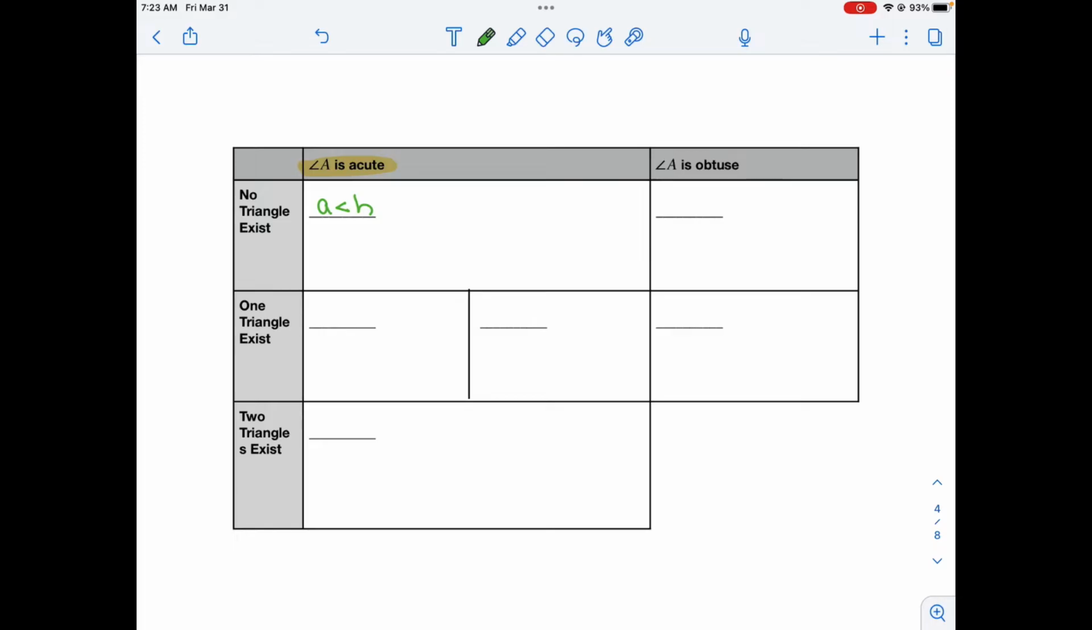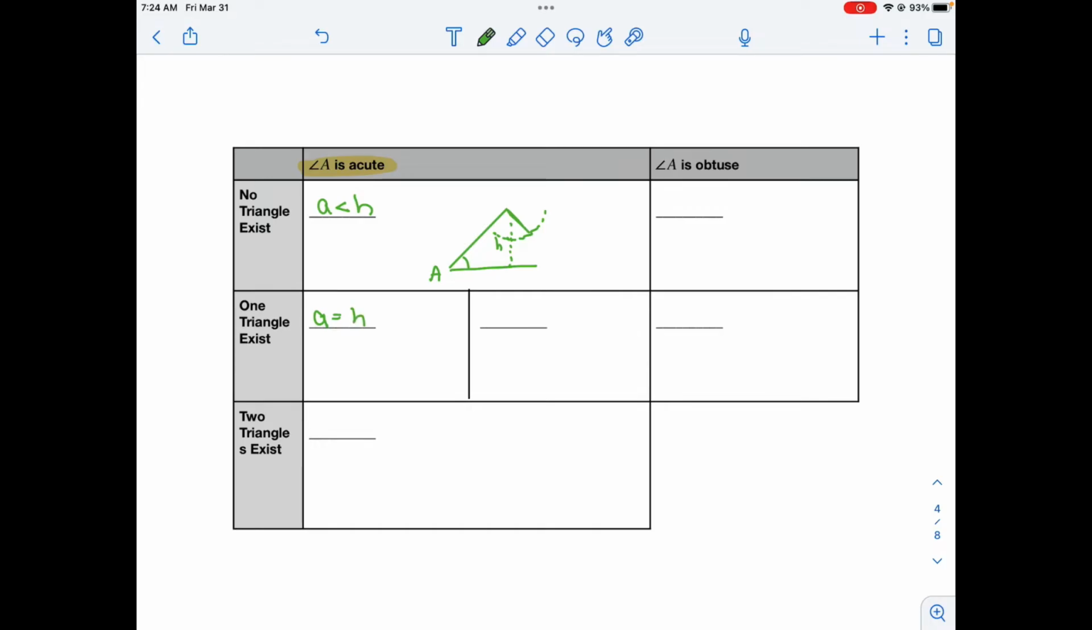Now, if the side opposite the angle given is less than the height, there's no way that you can form a triangle. For example, here is our angle A, here's our height, and if the side opposite angle A is smaller than the height, then regardless, this little curved line is if I rotated that side to whatever angle, because I don't know angle C, it doesn't matter how I move it, I still cannot form a triangle. It cannot reach that third side. So that's an example of no triangle existing.